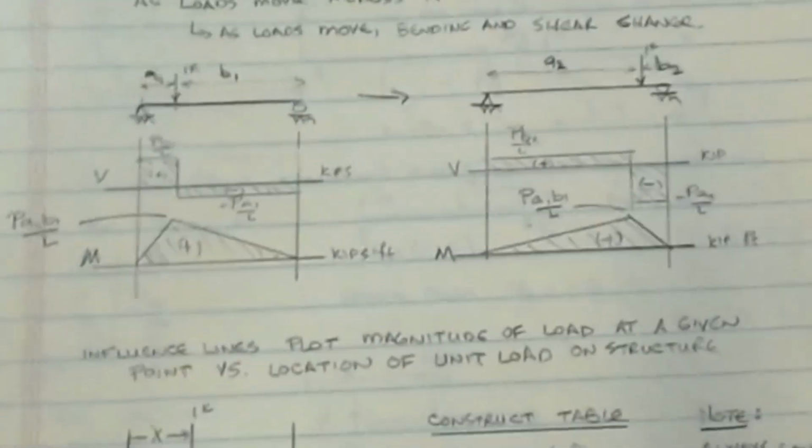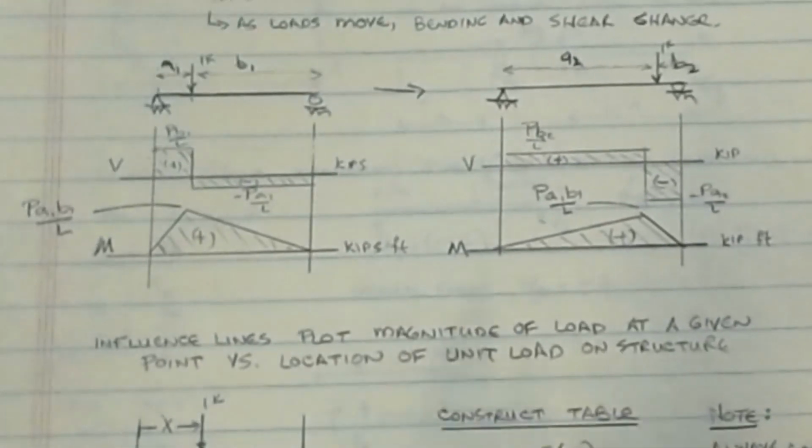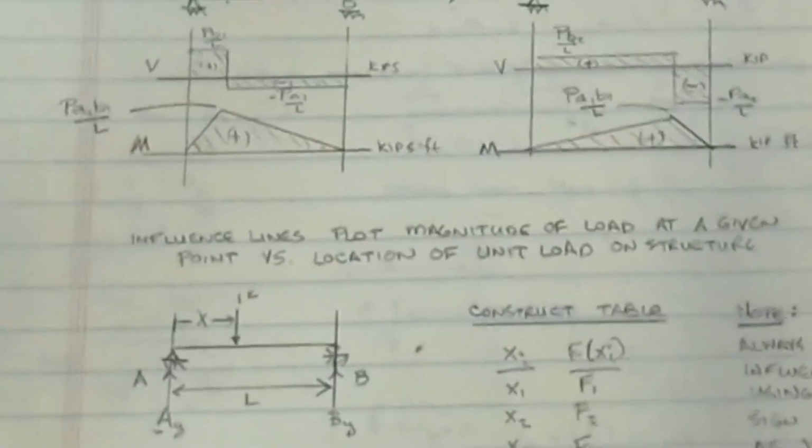Okay, and so what we're going to do is plot our influence lines such that they plot the magnitude of a load effect at a given point versus the location of a unit load on the structure. So let's take a look at that in a more general sense.